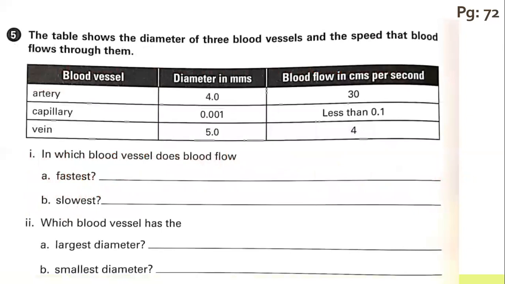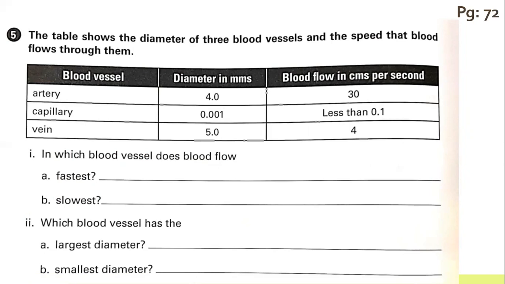Come toward the fifth question. The table shows the diameter of three blood vessels and the speed of the blood flowing through them. The artery has a diameter of 4.0 millimeters and its speed is 30 centimeters per second. The diameter of a capillary is just 0.001 millimeters and the speed is less than 0.1 centimeters per second. The vein has a diameter of 5 millimeters and its speed is just 4 centimeters per second.